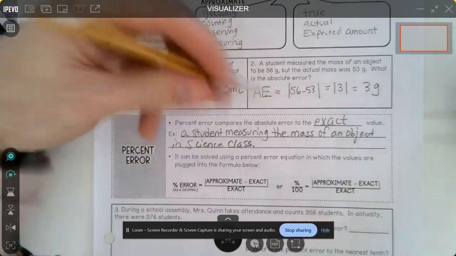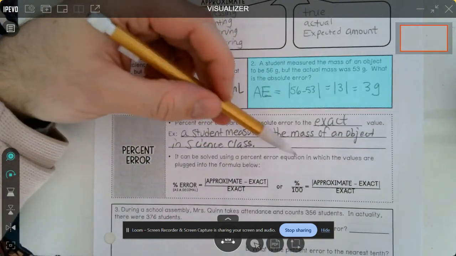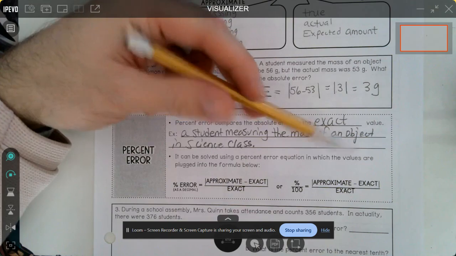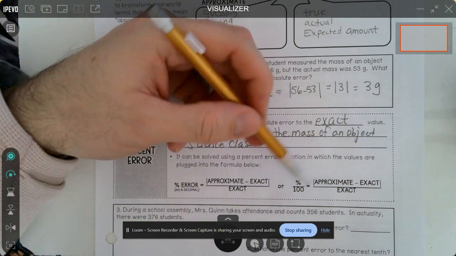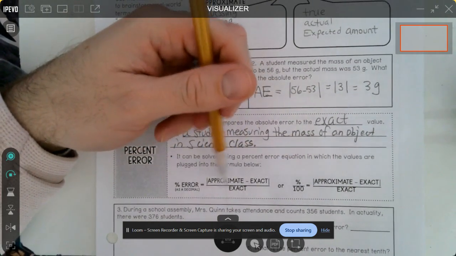Okay, so here's our formula. It can be solved using the percent error equation, in which the values are plugged into the formula below. So here on the right side is the proportion. On the left side is the equation.